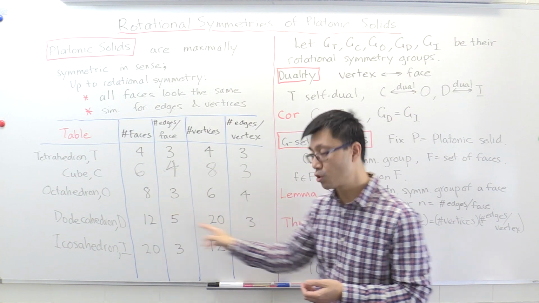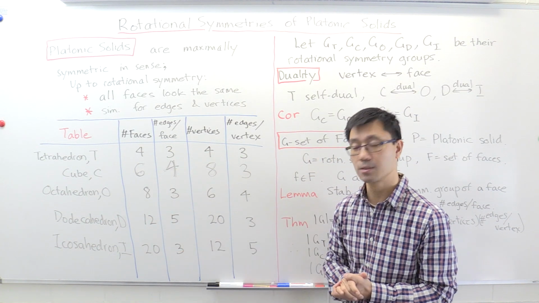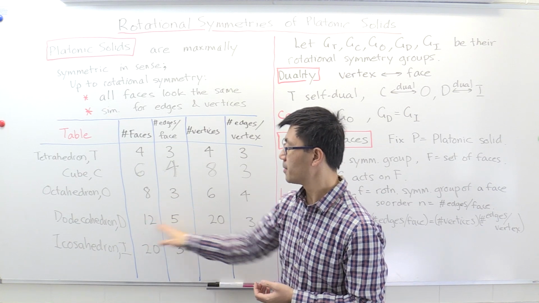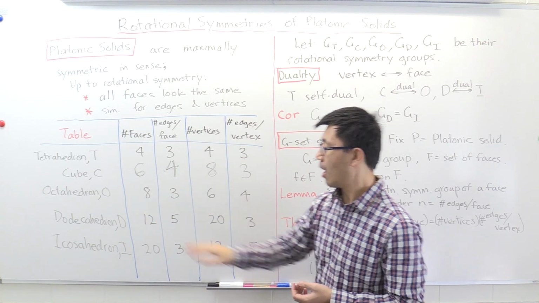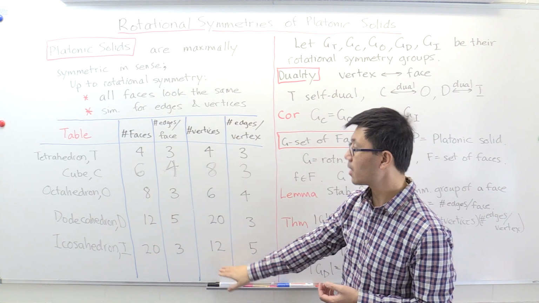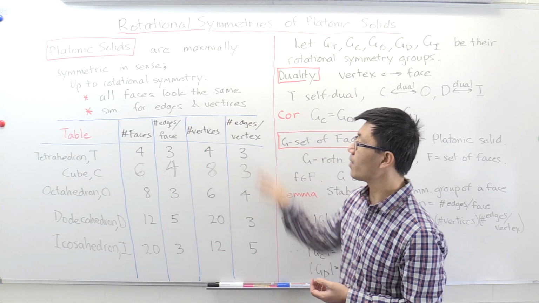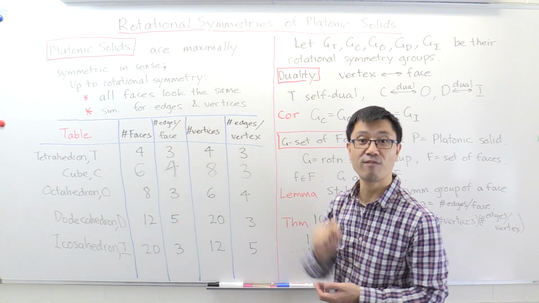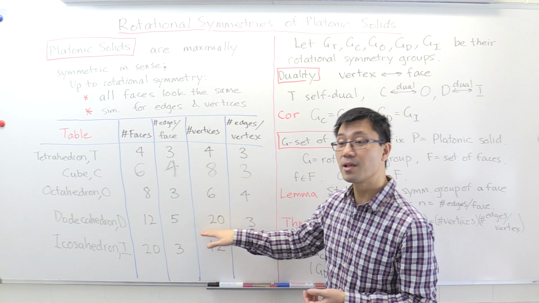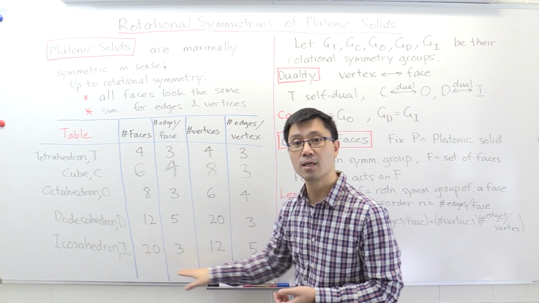Let's have a look at the bottom 2 rows and notice what happens. Here you have 12 pentagonal faces, 12 and 5, and for the icosahedron, the 12 goes with the number of vertices and the 5 goes with the number of edges per vertex as opposed to edges per face. So these numbers swap over here, and similarly these numbers here swap over here.